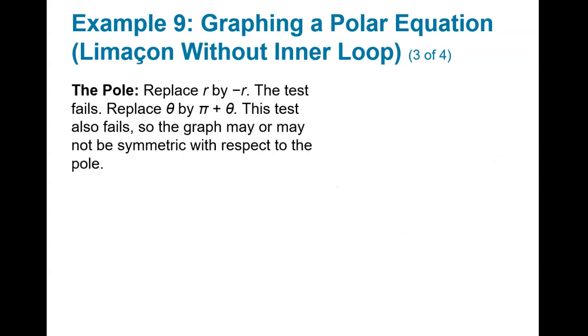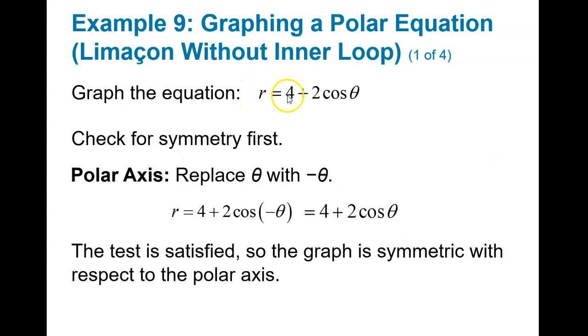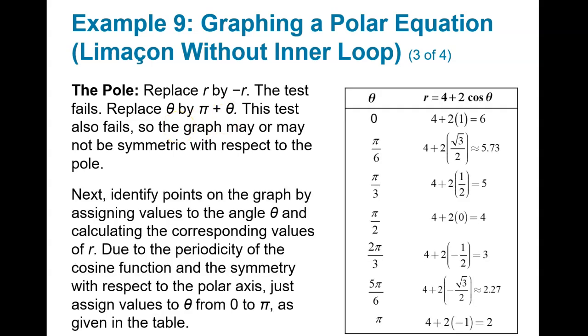So it may or may not, but we saw that it does not have that symmetry. All right, when we replace r with negative r, obviously we're going to get negative r equals this. So dividing both sides by -1, we'll have -4 minus 2, that's obviously not the same. And then it also mentions here that if we replace theta by pi plus theta, use the sum formula for cosine, it also fails. It does not have that symmetry we saw at the beginning.